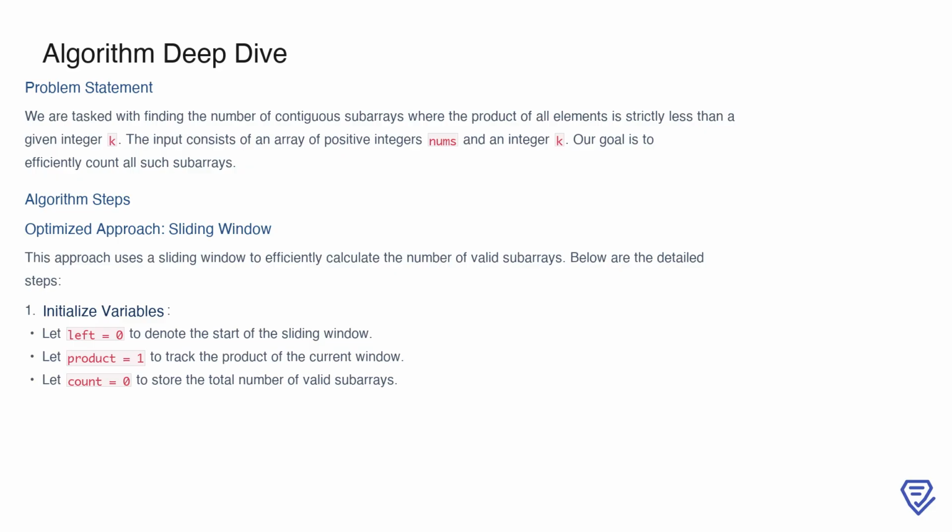To begin, we initialize three variables: left, which marks the start of the window, product, set to 1, which keeps track of the product of elements within the window, and count, initialized to 0, to store the total number of valid subarrays. These variables set the foundation for iterating through the array and finding the solution efficiently.